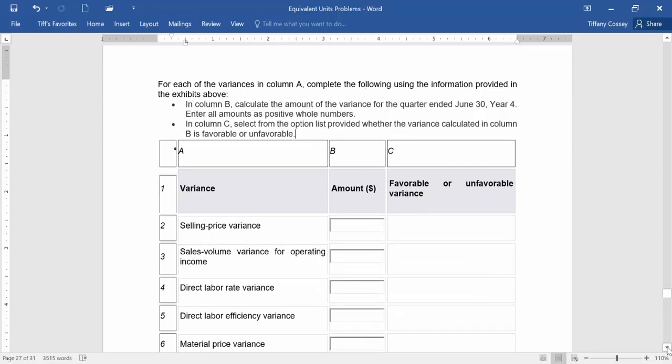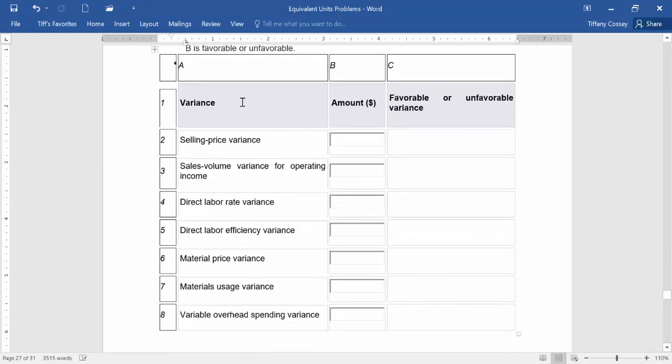The questions are going to ask us to determine some sales variances, so the selling price variance and the sales volume variance, the direct labor rate variance, direct labor efficiency variance, materials price variance, materials usage variance, and the variable overhead spending variance. So we're going to determine essentially both of the variances for selling, both variances for direct labor, both variances for materials, and only one of the four that we calculate for overhead.